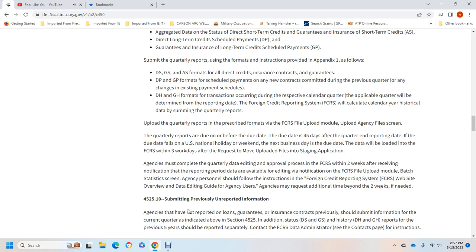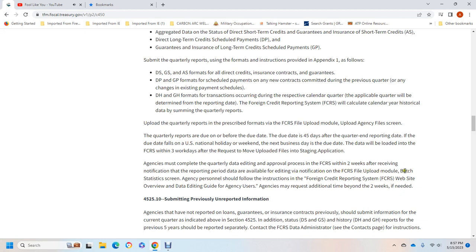National holiday weekend. The next business day with the due date, the data will be loaded into the FCRS file within 3 work days of the request for the move of the uploaded file with the staging application. Agencies must complete the quarterly data editing with approval of the FCRS 2 weeks after receiving the notification that the reporting period data is available for editing via the notification of the FCRS.